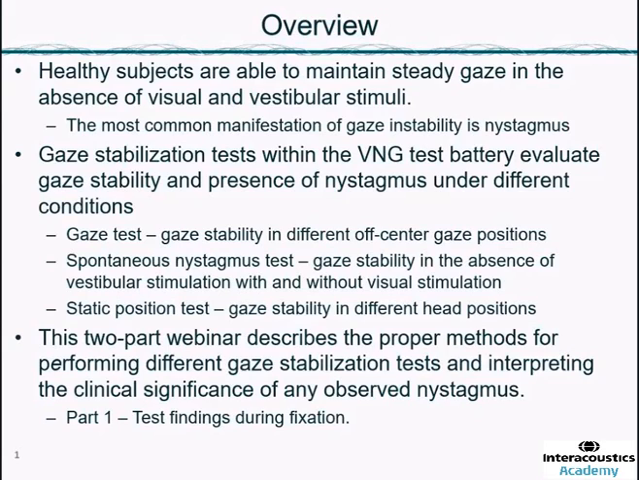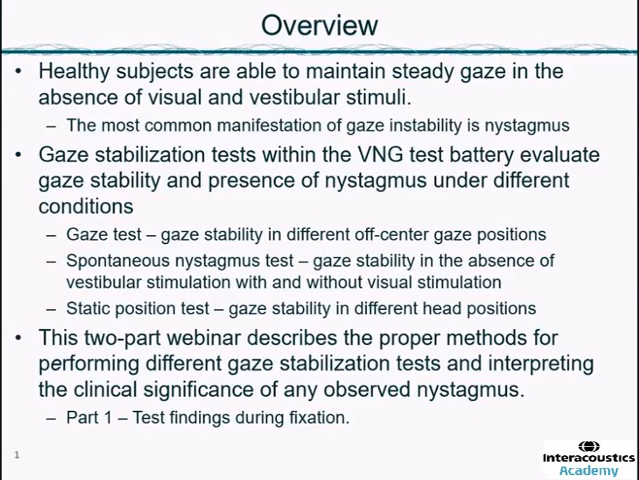The three most common conditions are, first of all, the gaze test, where we examine gaze stability in different off-center gaze positions. I know most of you who do gaze tests also include the center gaze. That's fine, but by definition, that's not part of the gaze test. That's actually part of the spontaneous nystagmus test. But whichever way you're doing it, it's fine. It's just that that's the official definition of what gaze test is.